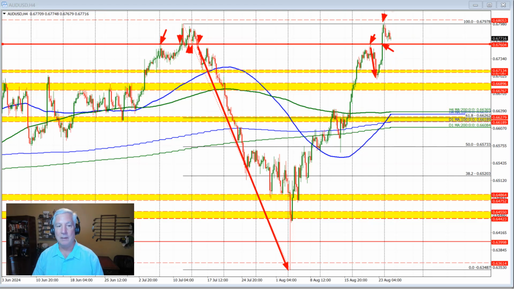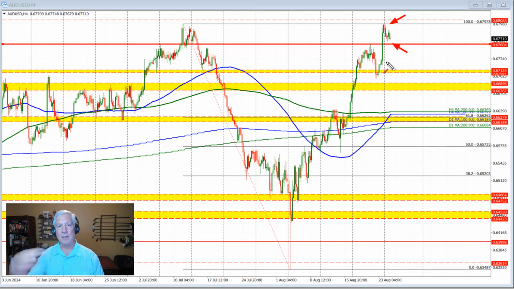So guess what? We have a battle going on. We have a battle in this non-trending range between this level up here at 0.67978, let's call it 0.68, and this level right here at 0.67604. Only about 40 pips separates that low from the high, which is good. That's what you want to see.